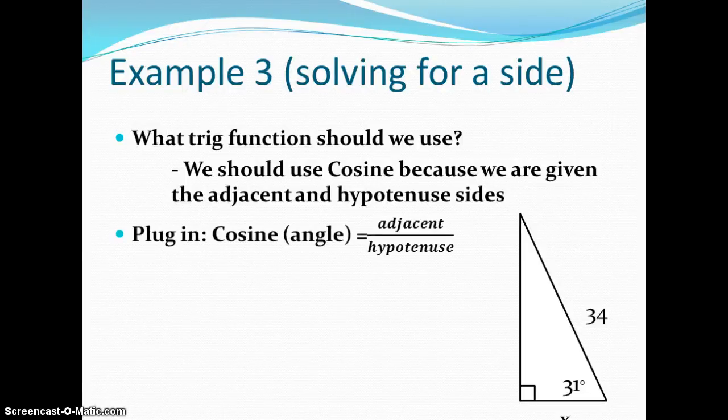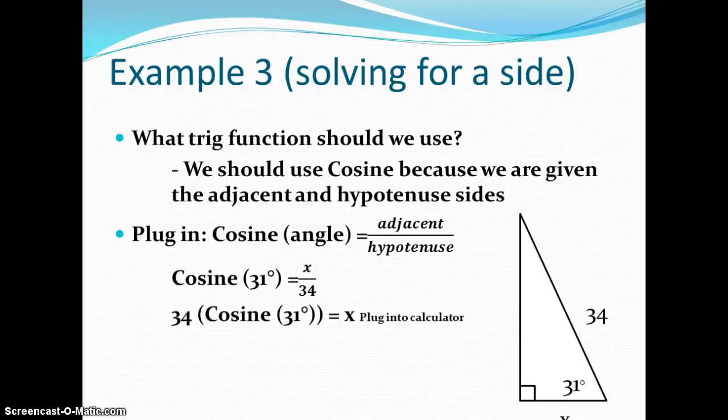So now we're going to just plug it in to the cosine of the angle equals the adjacent over the hypotenuse. So we'll get the cosine of 31 degrees equals the adjacent side, which is x, over the hypotenuse, which is 34. Now we're going to solve for x by multiplying each side by 34. So we'll get 34 times the cosine of 31 degrees equals x. And we're going to get x equals 29.1 once you plug it into your calculator.